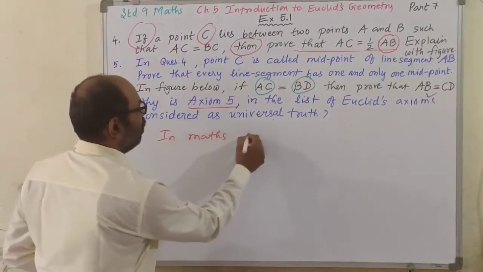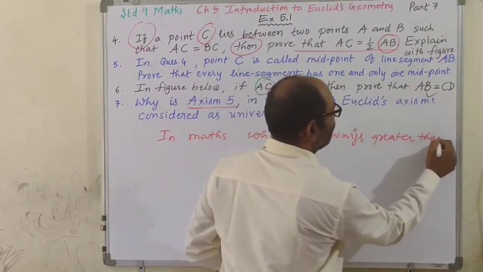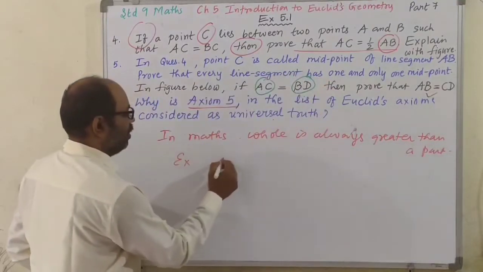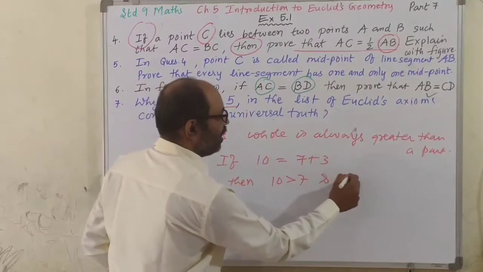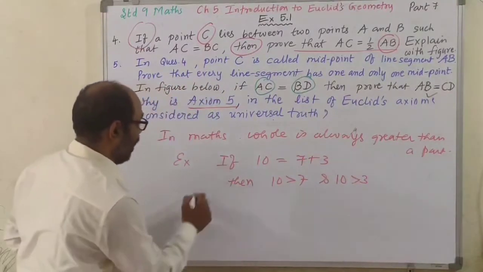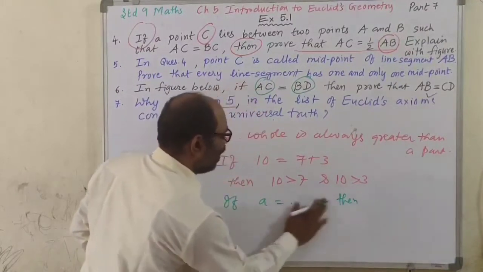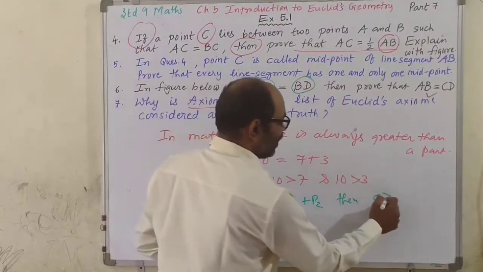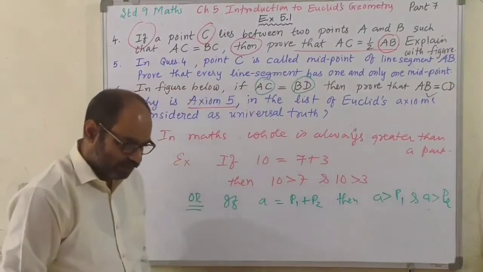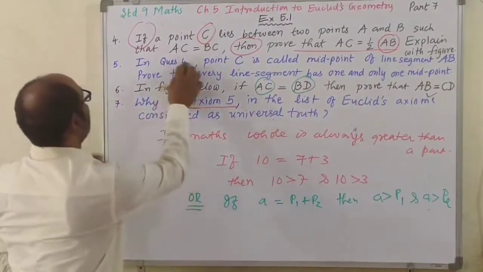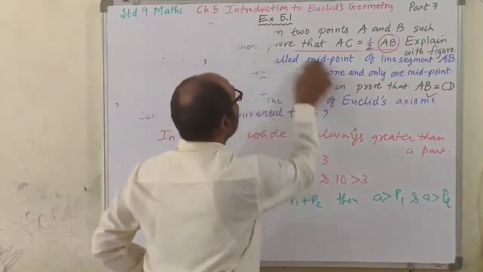In maths, the whole is always greater than a part. Example: if 10 is equal to 7 plus 3, then 10 is greater than 7 and 10 is greater than 3. Now don't say it only like this; how do you say it in general? If A is equal to part 1 plus part 2, then A is greater than part 1 and A is greater than part 2. Alright? I'll have to erase this part to write. So in maths that is correct: the whole is always greater than the part.